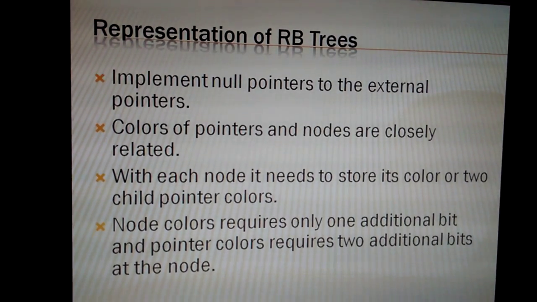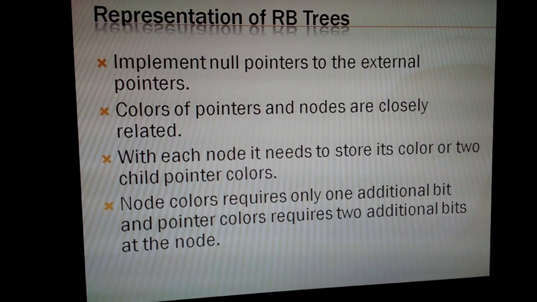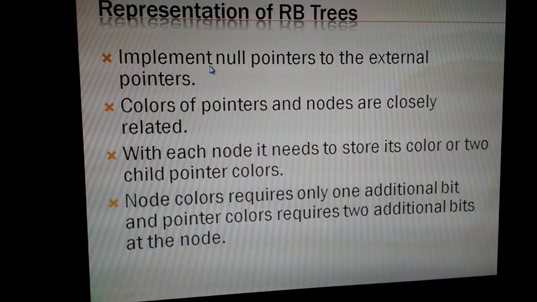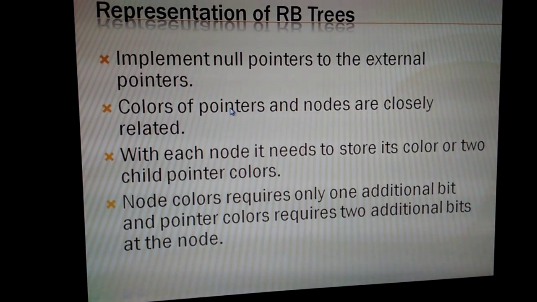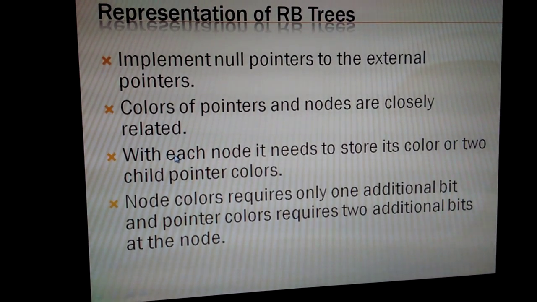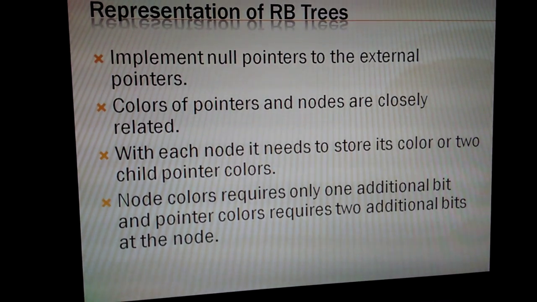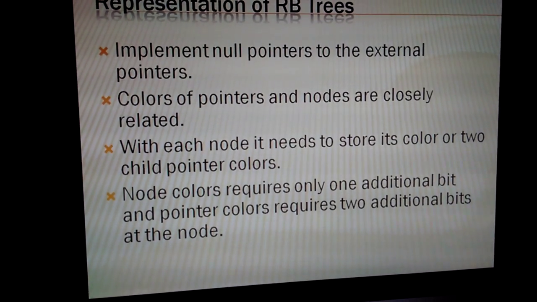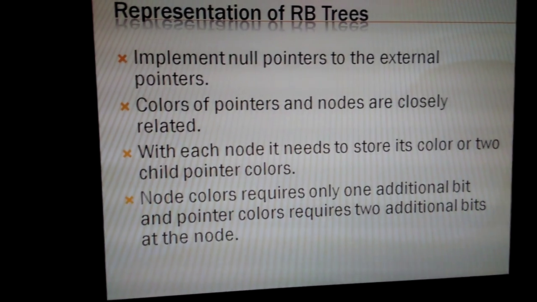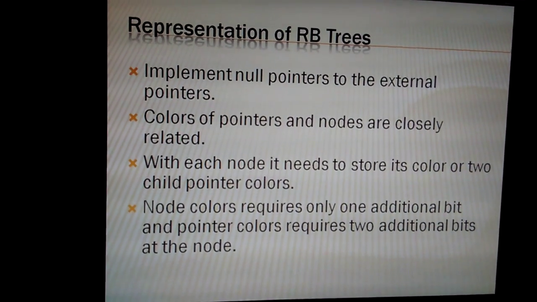Now, representation of red black trees. How do we represent a red black tree in programming? First, we need to replace the null pointers in the binary search tree with external pointers. Coming to the colors, how will we assign colors to the pointers and nodes? Each node needs to store one additional bit to store its coloring, and if it wants to store the coloring of its pointers, it needs 2 more additional bits.